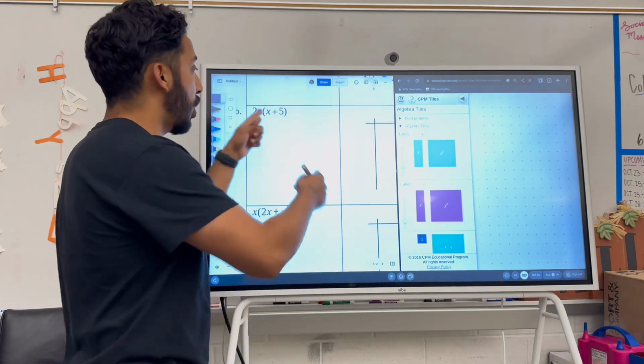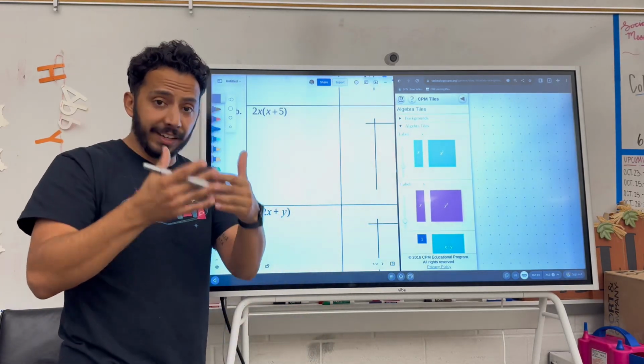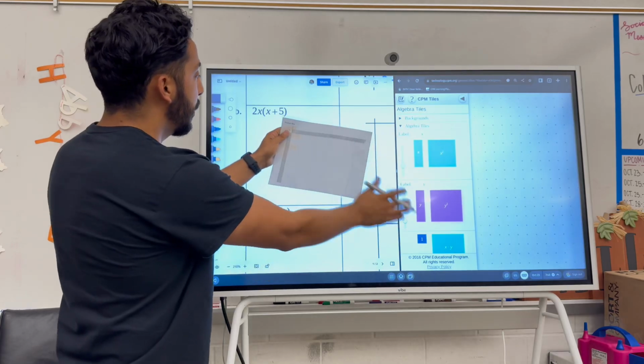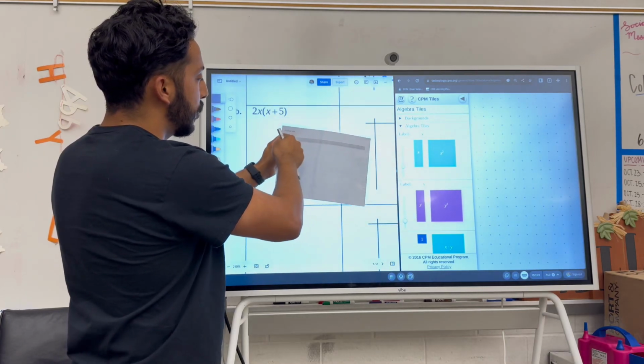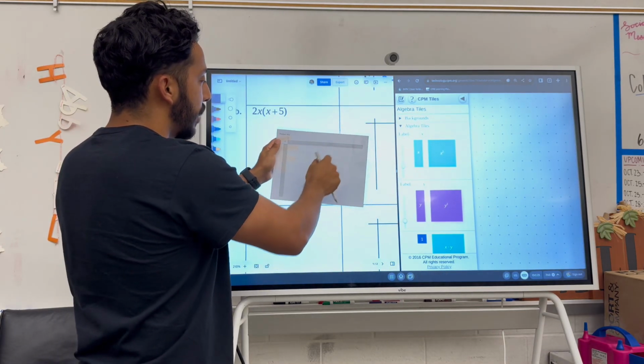All right, here we go. We're on part B. Part B, again, is giving us the product. The product, we use our product mat. We build out on this gray area.